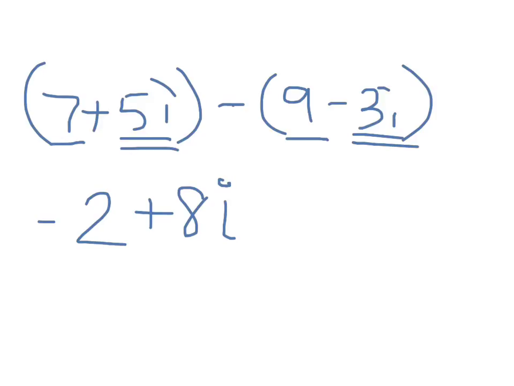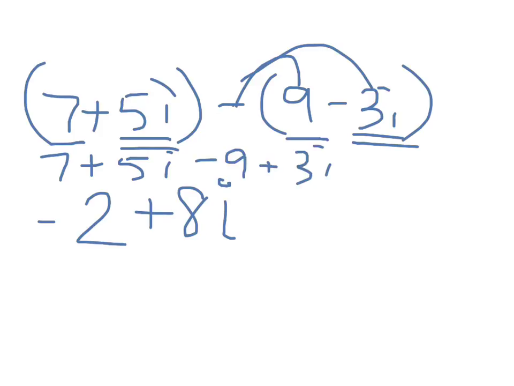Something I've even seen some of my college kids do: instead of writing it out like this, they'll get rid of the parentheses. There's nothing in the front of the first one, so they'll say 7 plus 5i. If there's a minus in here, then they'll distribute that in there to make it like this, and then they will combine like terms. That is perfectly fine. How are you guys with adding and subtracting? Are you guys fine? Good.